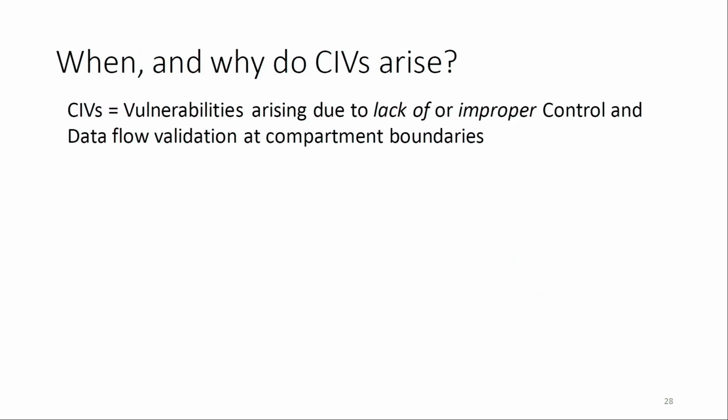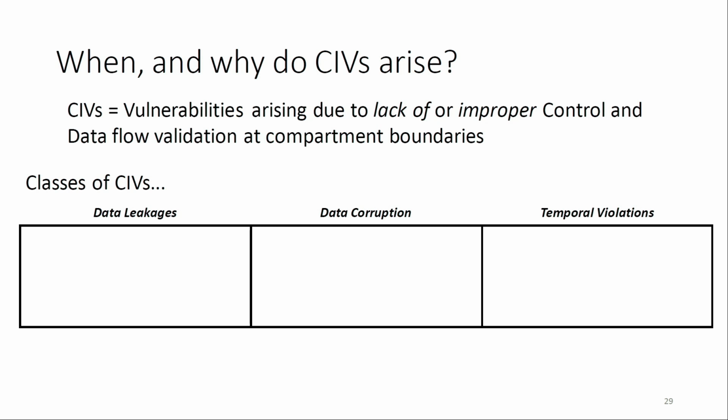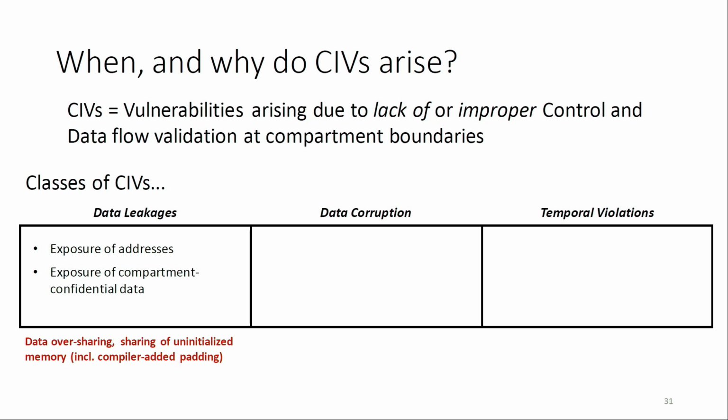So to put it in more precise words, we define CIVs as the set of vulnerabilities that arise due to lack of or improper control and data flow validation at compartment boundaries. We observe three classes of CIVs: data leakages, data corruption, and temporal violations. Within data leakages, we differentiate between address leakages, which can be leveraged to de-randomize compartments and mount further attacks, and compartment confidential data leakages, which result in information disclosure. Both are due to data oversharing or sharing of uninitialized memory.